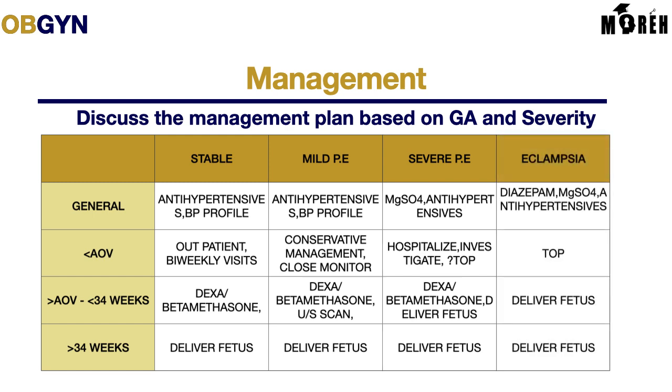Lastly, if there's eclampsia, where the patient has seized, what we want to do is give diazepam to abort the seizure, and also give a maintenance dose of diazepam to make sure that the patient does not seize again. Then we want to give magnesium sulfate to prevent another seizure. We give antihypertensives to control the BP.